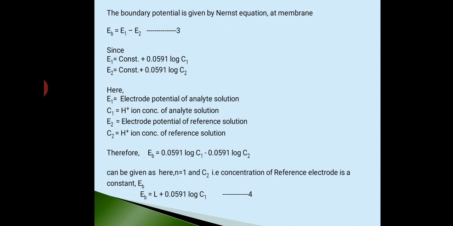So now what is this L? For my simplification purposes I had written it as L. L is nothing but minus 0.0591 log C2, which is a constant. So in place of minus 0.0591 log C2, for simplification purposes I had written L. Okay students, now I have one simplified EB value. So let us see what else I can do with that. Okay, one more thing: still now I am writing only C1. So what is this entire discussion about? Determination of pH.